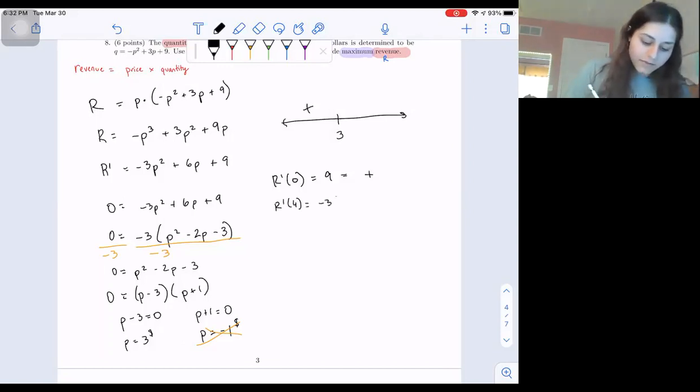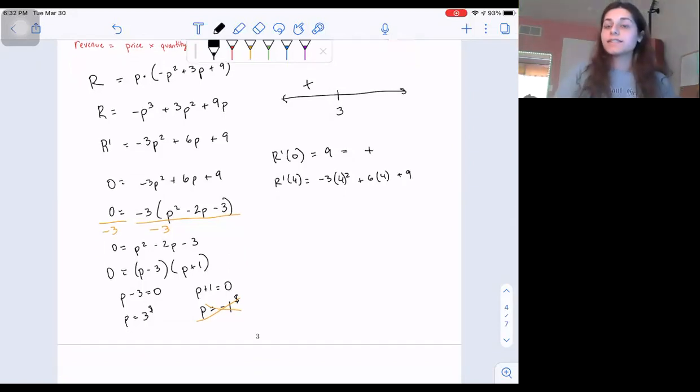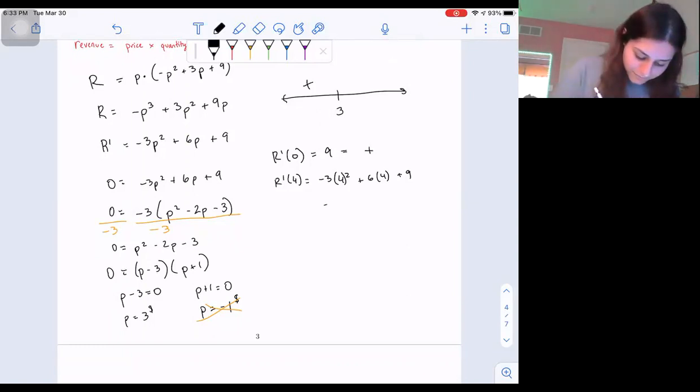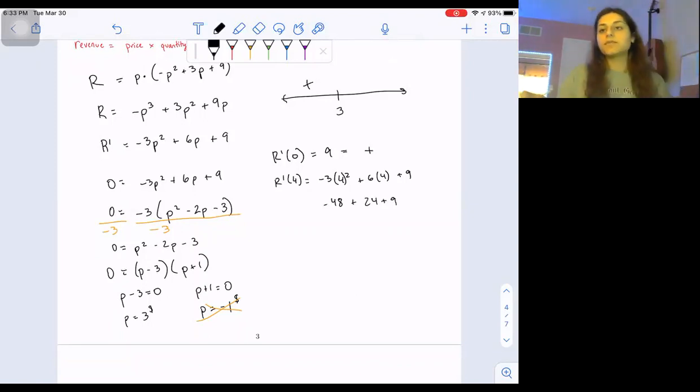That's going to be -3 times 4 squared plus 6 times 4 plus 9. All right, so 4 squared is 16. -3 times 16 is -48. 6 times 4 is 24, plus 9. All right, so 24 plus 9 is going to give us 33. And -48 plus 33 will end up with a negative number.